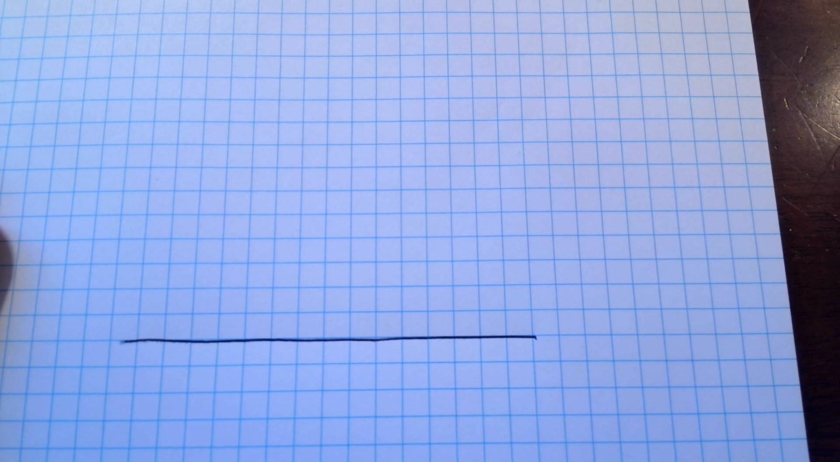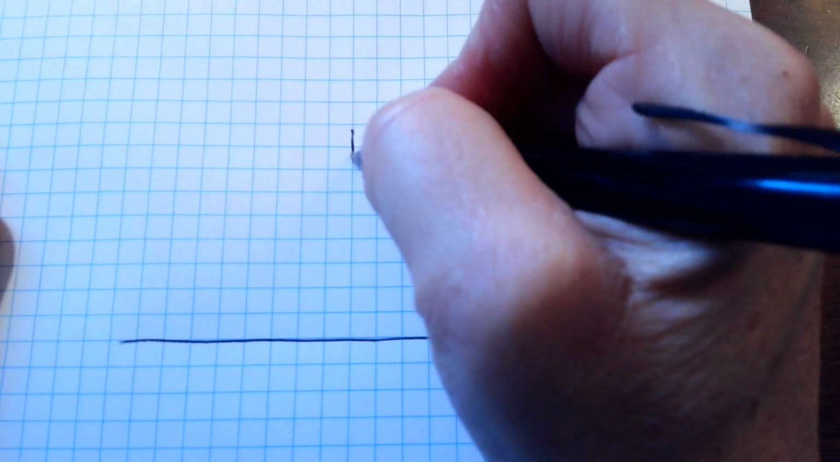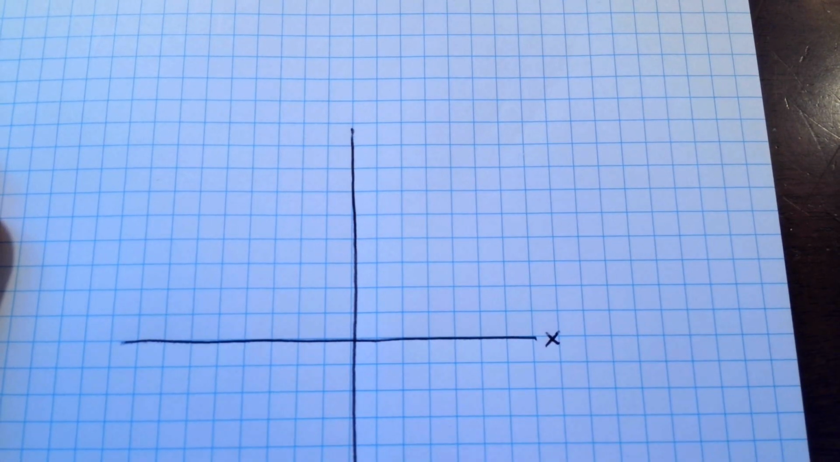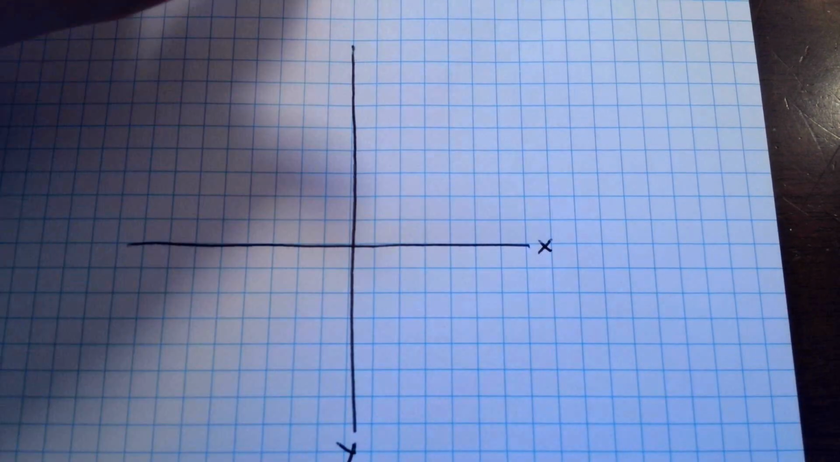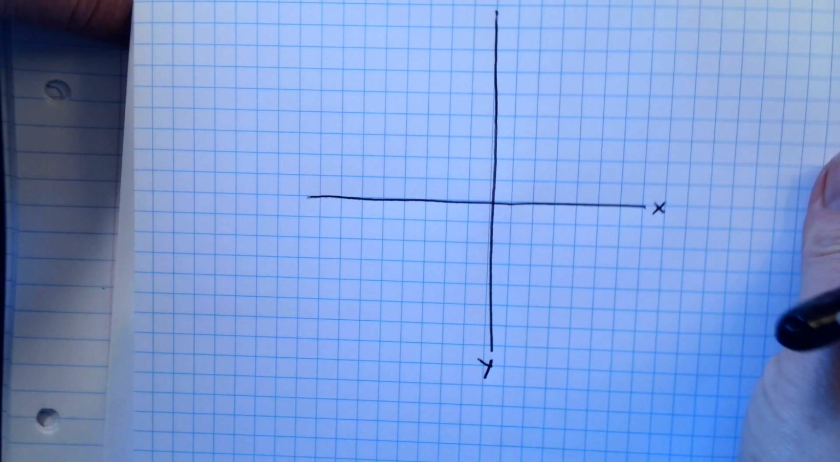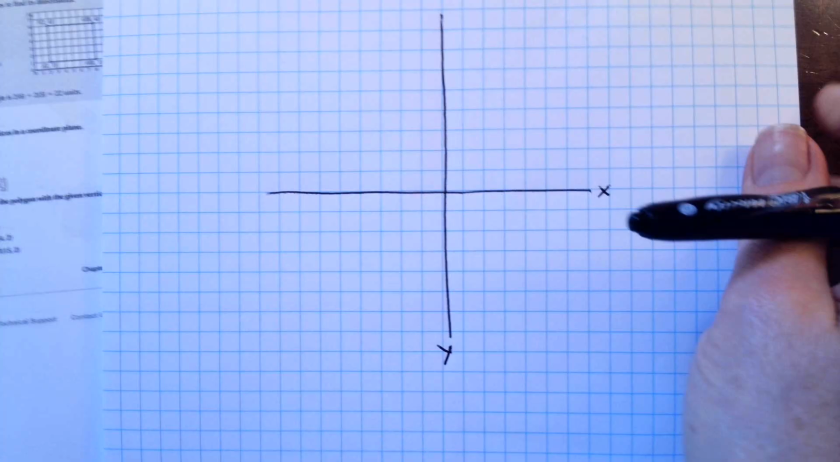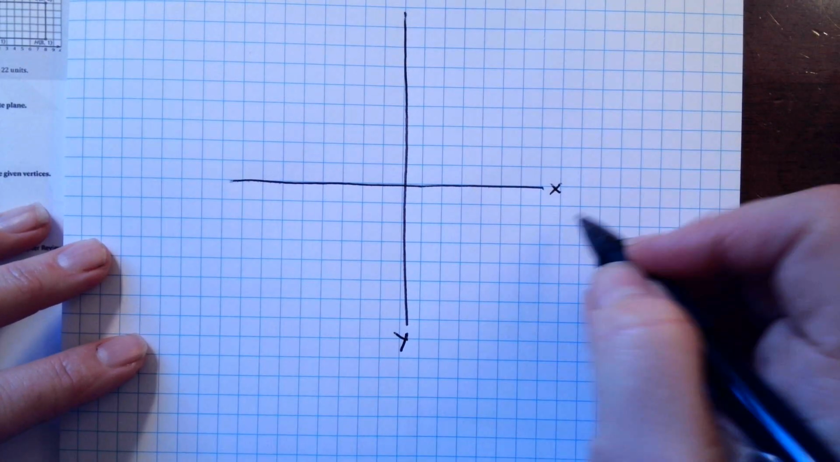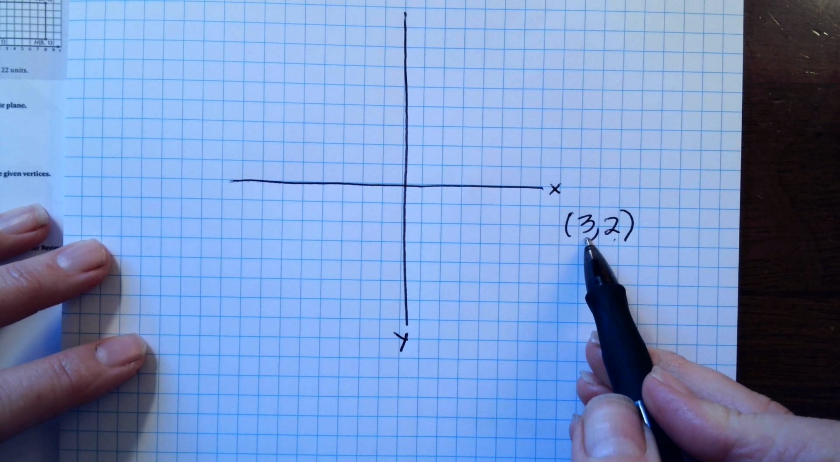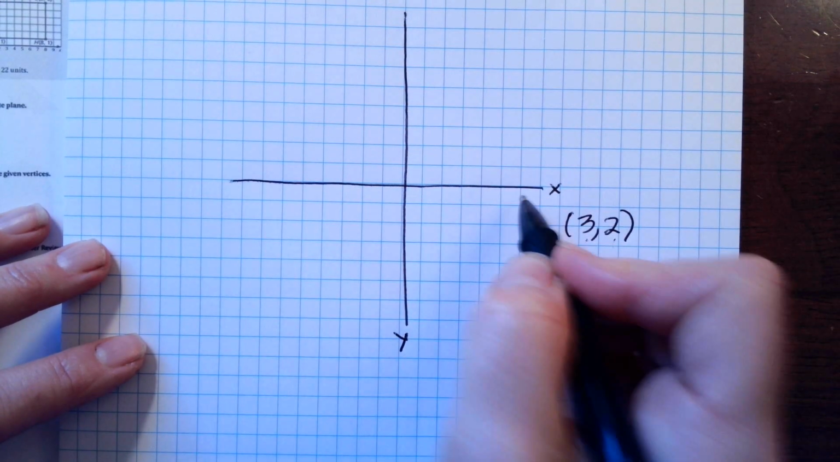So on your graph paper, you are going to draw your X and Y axis. This is X, this is Y. When you have coordinates on a coordinate plane, you are going to put the first number. So this one is 3. This would be your X, and this would be your Y.